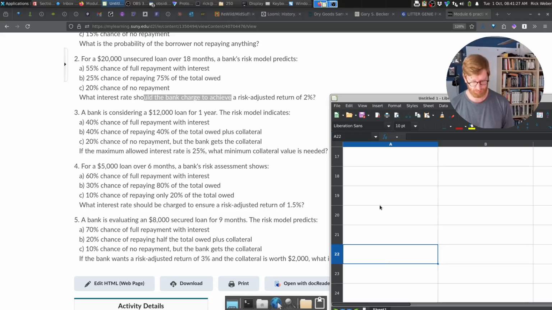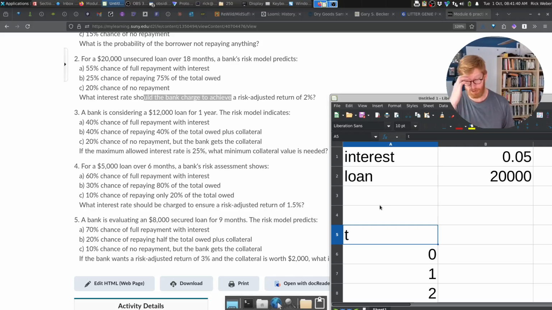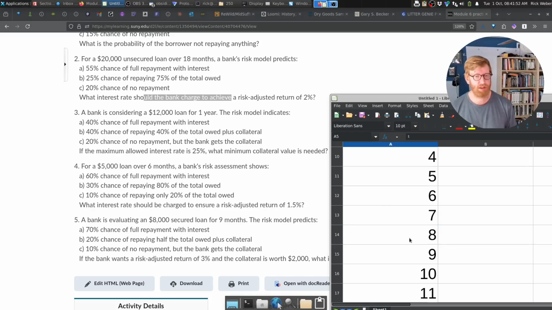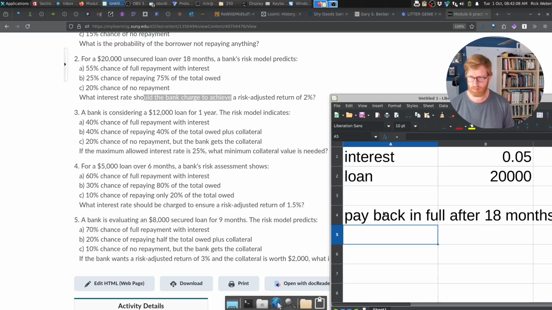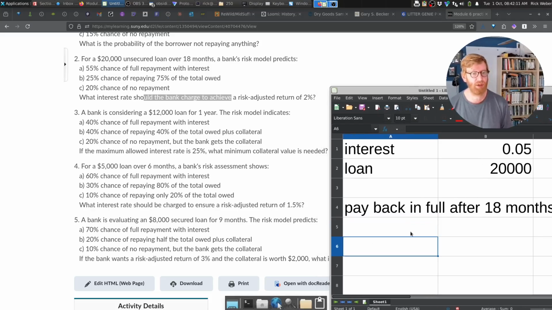I'm going to go down. All right, that's 18 months. Perfect. Let's see. I don't want to do this. I'm going to simplify this. Let's ignore payments because that's more math than I need you to practice. So if we assume pay back in full after 18 months, all right, that's the basis of our loan here.